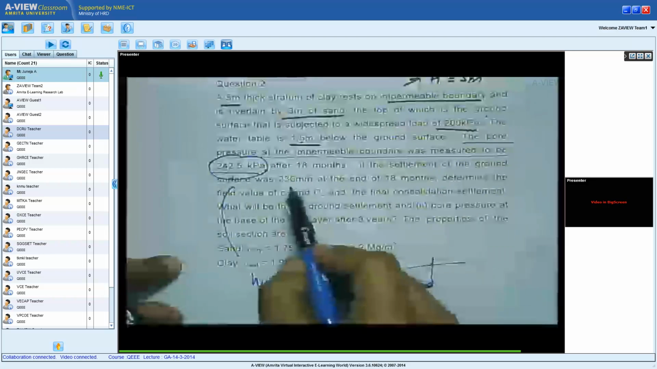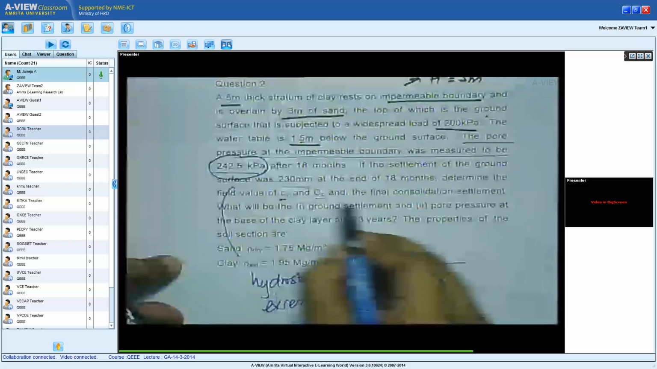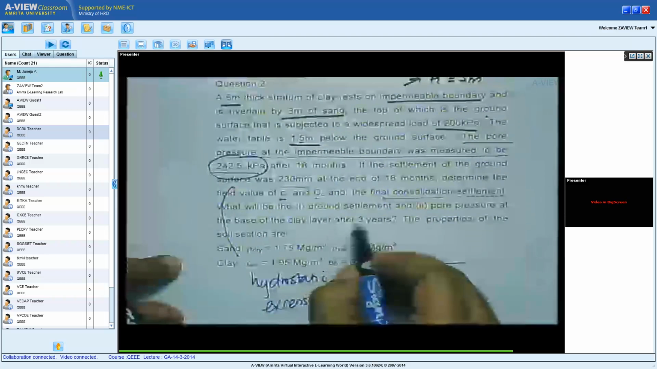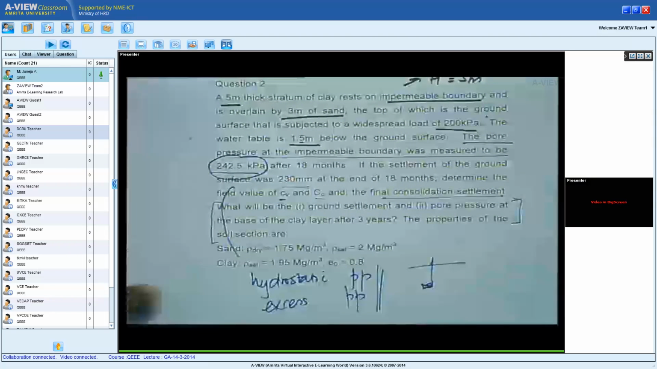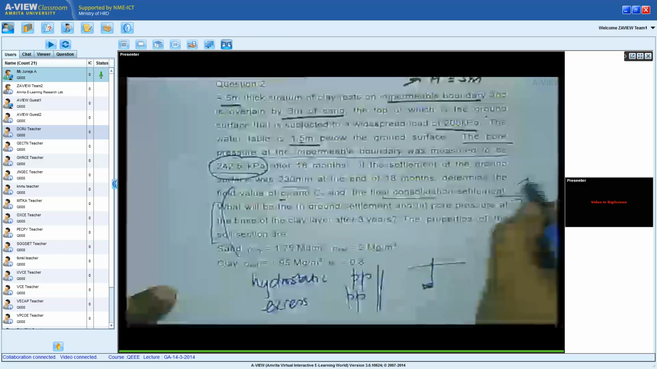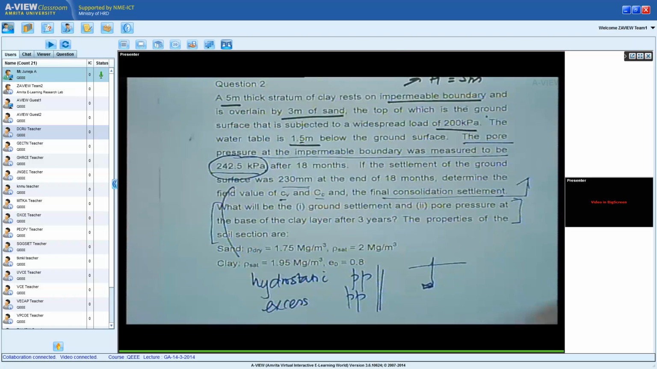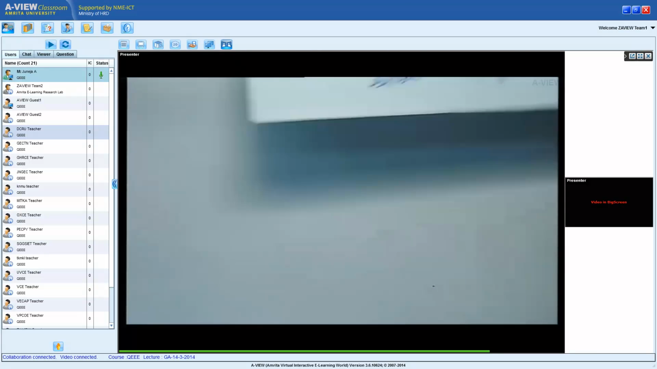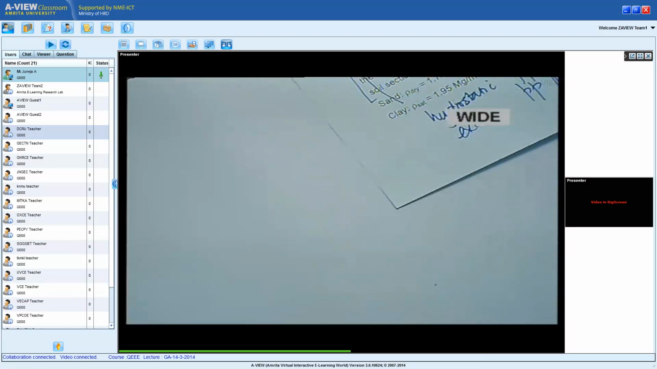At 18 months, it's given that the settlement is 230 millimeters. You are asked to find out the value of CV, CC, and final settlement. And then if we have the time, we will also look at the last 3 points. At least up to here is something which I would like to do today. So let me look at the solution.